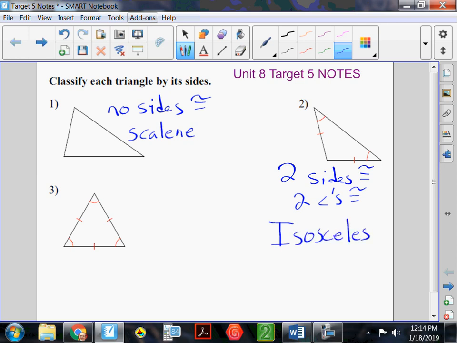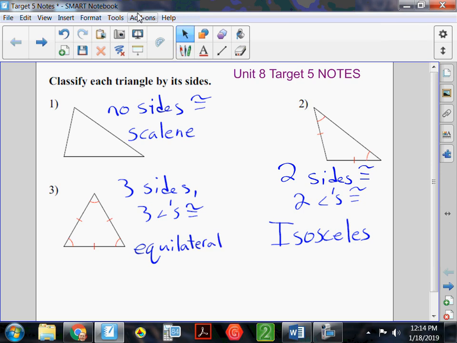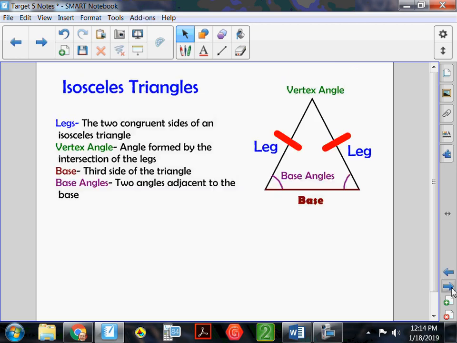And we will be spending a lot of time in this target on isosceles triangles. And then if we have three sides or three angles congruent, we call that an equilateral triangle. You could also call that equiangular, but when you use the term equilateral, people know you're talking about the angles and the sides. So for target 5, we're going to look at the equilateral and isosceles triangles.